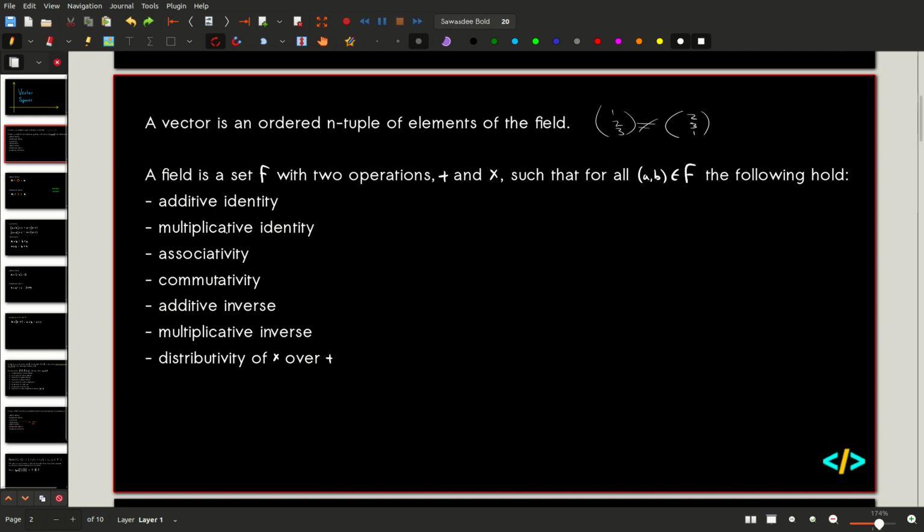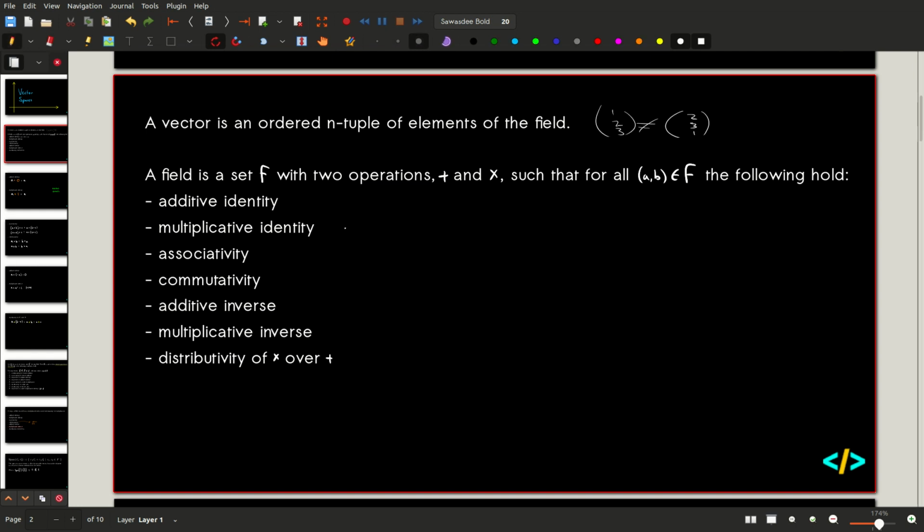Okay, so additive identity, multiplicative identity, associativity, commutativity, additive inverse, multiplicative inverse, and distributivity of multiplication over addition. So let's start with these two. Can anyone tell me what an additive identity is? What does that mean? Zero. Okay. Yeah, so zero is an example of an additive identity. And the idea is any number, if we add zero, it will just result in that number. It doesn't change that number.